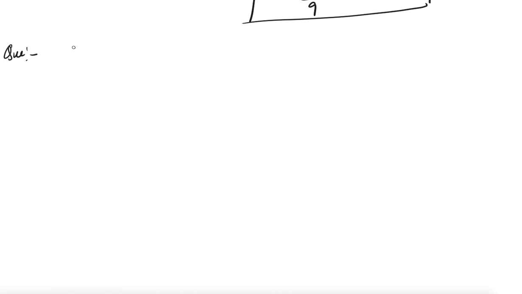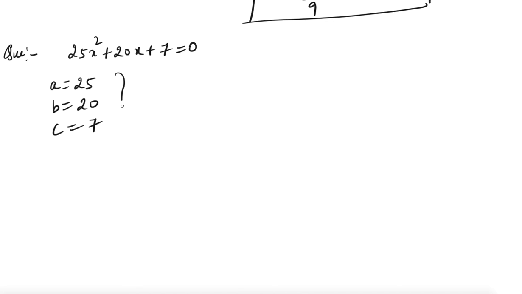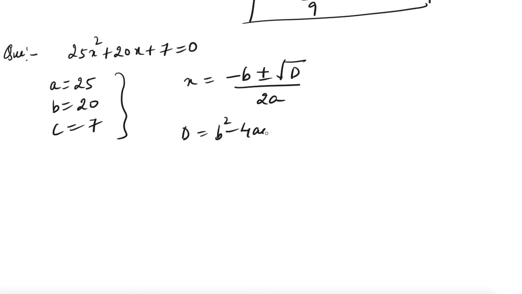Suppose the equation is 25x² + 20x + 7 = 0, and I need to find the roots. Okay, so what is the value of a here? a is 25, b is 20, and c is 7. Okay, so I know that the roots will be given as (−b ± √D) / 2a, where D is equal to b² − 4ac. So let us try to find the value of D.